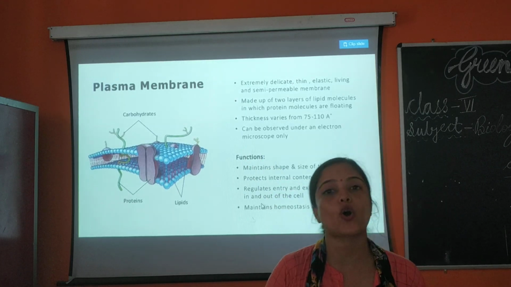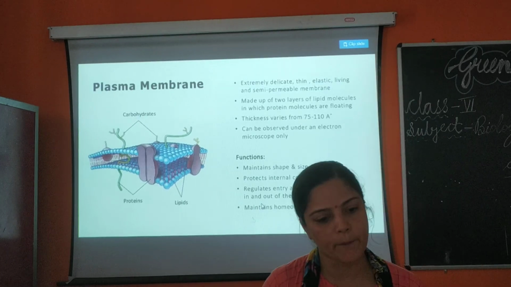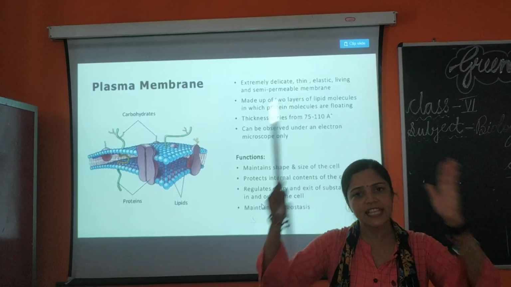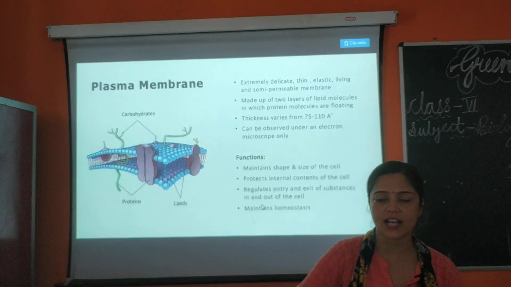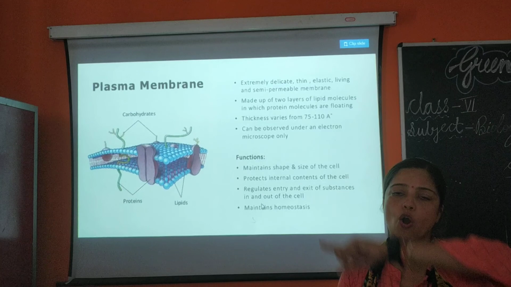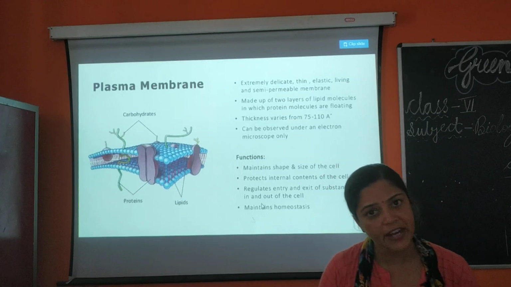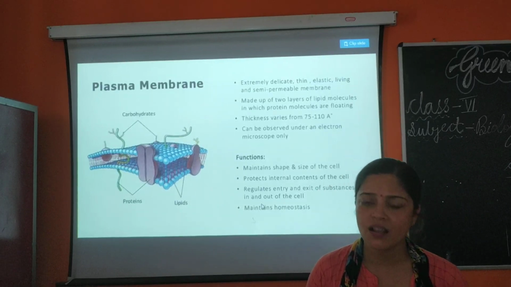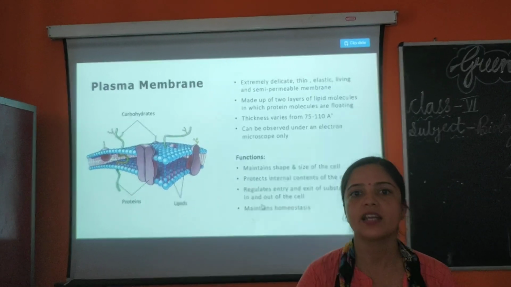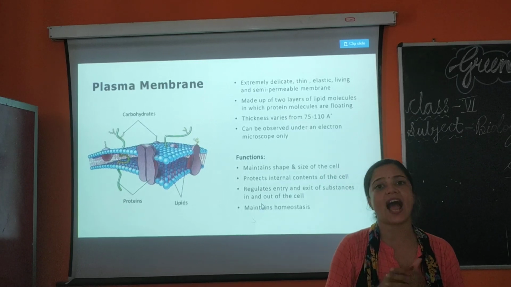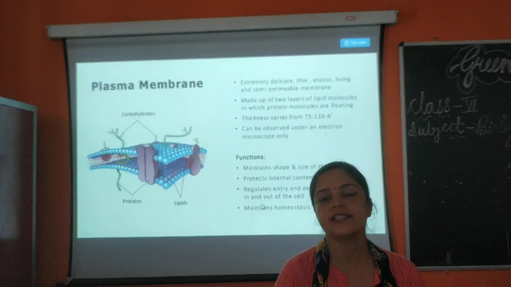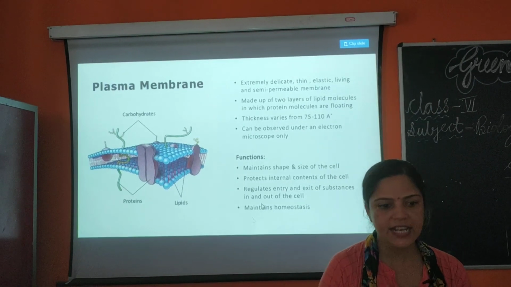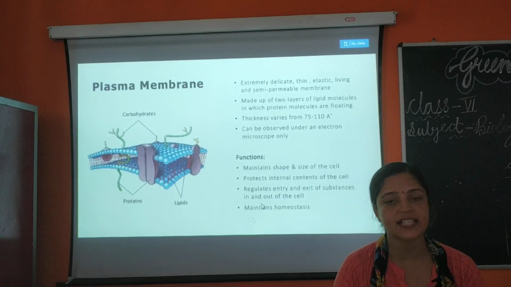Plasma membrane is also known as cell membrane. A cell is surrounded by a membrane, and that membrane is called plasma membrane or cell membrane. It is thin, delicate and flexible. It is living. It is made up of fats and proteins.